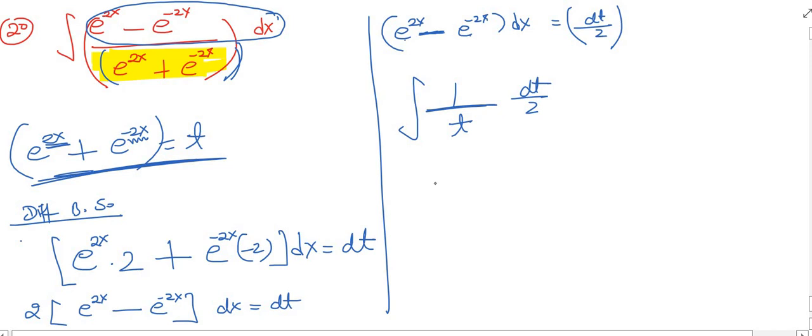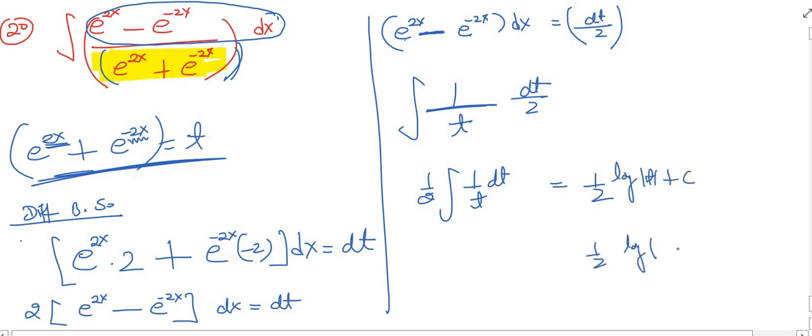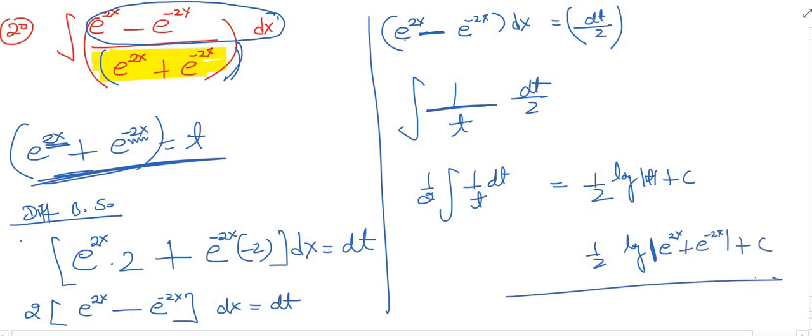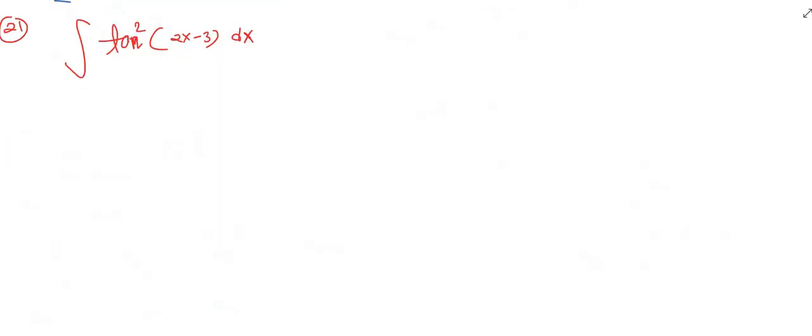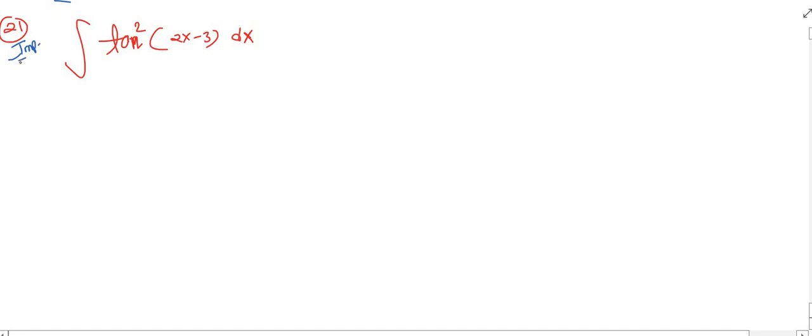Now look carefully, take 1/2 outside, 1/t dt. Now there is nothing more in it, the integration of 1/t is log of t plus c. 1/2 log of t, what was t? You have to put it back, e raised to power 2x plus e raised to power minus 2x plus c. This was my answer. Now question 21 is also a very simple and important question.